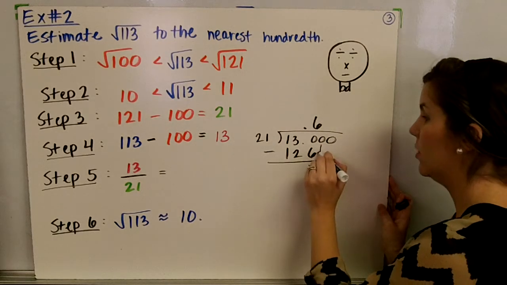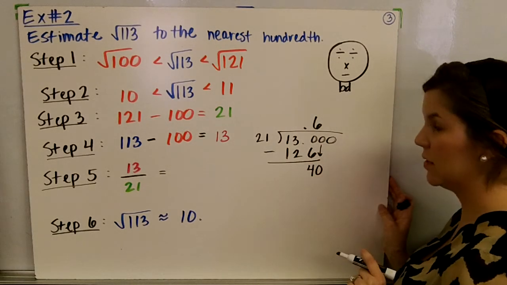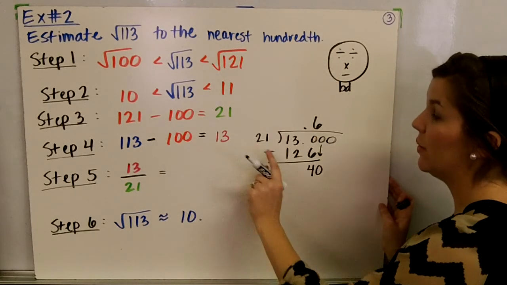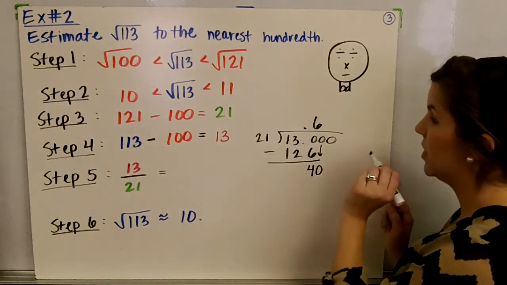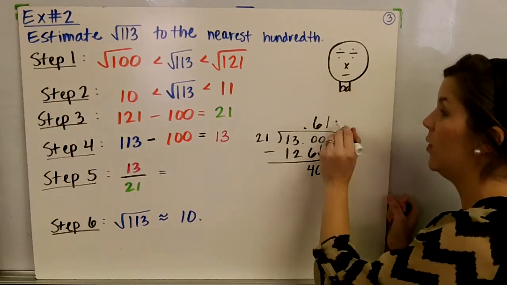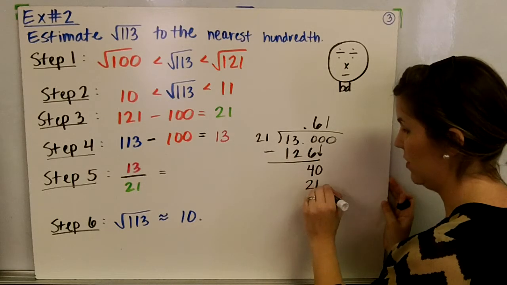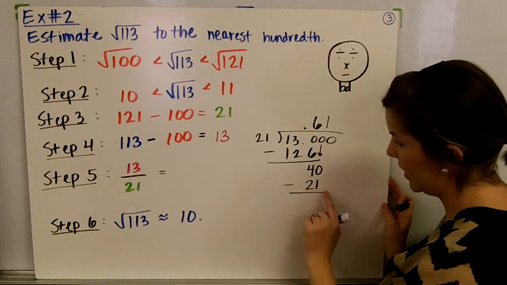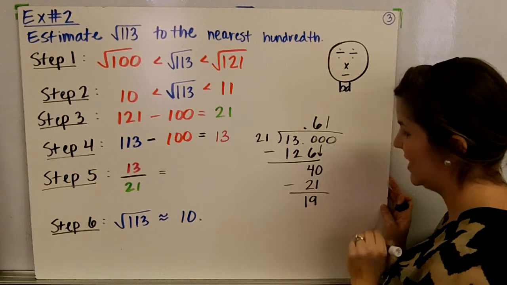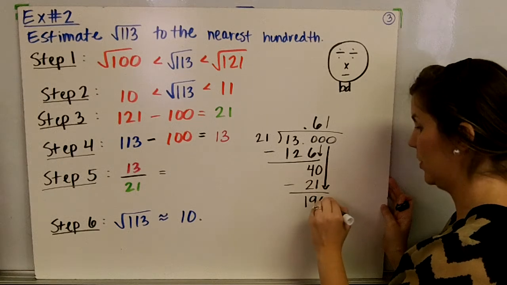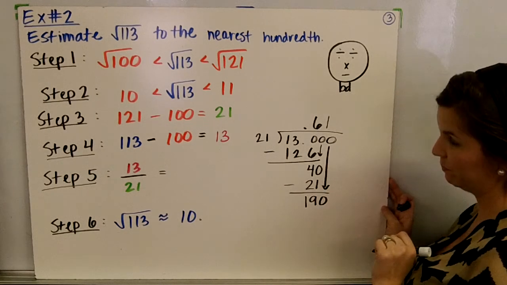Now bring down 1 0 at a time. So I have 40. Now I'm going to divide. 21 goes into 40 once. Multiply. 1 times 21 is 21. Subtract. 40 minus 21 is 19. And bring down. So bring down another 0.